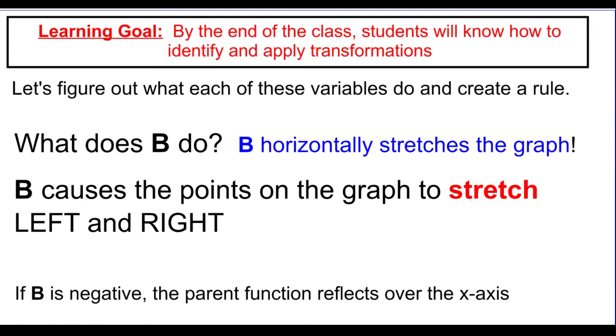Apparently my functions were backwards. B is going to do a reflection, but over the y-axis. Okay, so B is negative. The parent function reflects over the y-axis. So that's a little change based on what you're seeing and based on what I'm saying. When B becomes negative, it does a reflection over the y-axis. Okay, so we have two changes happening there.